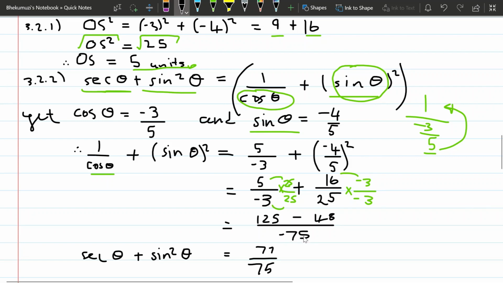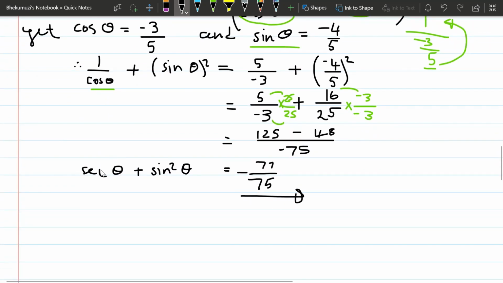And what we would get in that case is that once we subtract 25, which came from 5 times 25, that gives us 125 minus 48, that gives us 77, but it is -77 over 75, right? So that would be your answer for the secant theta plus sine square theta.